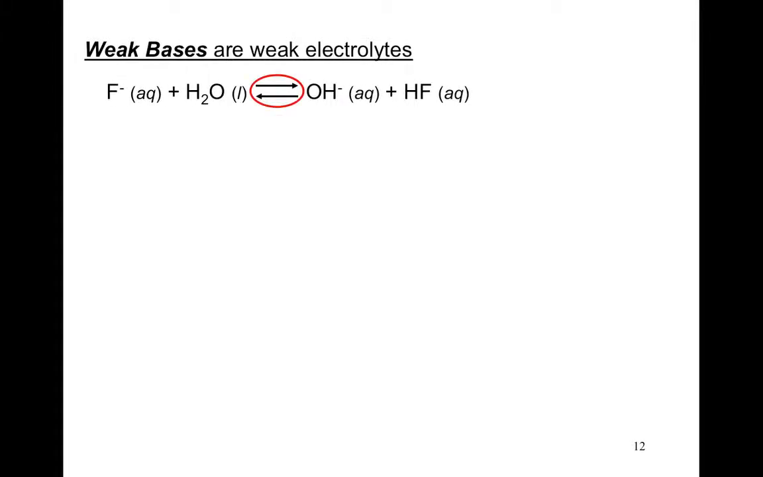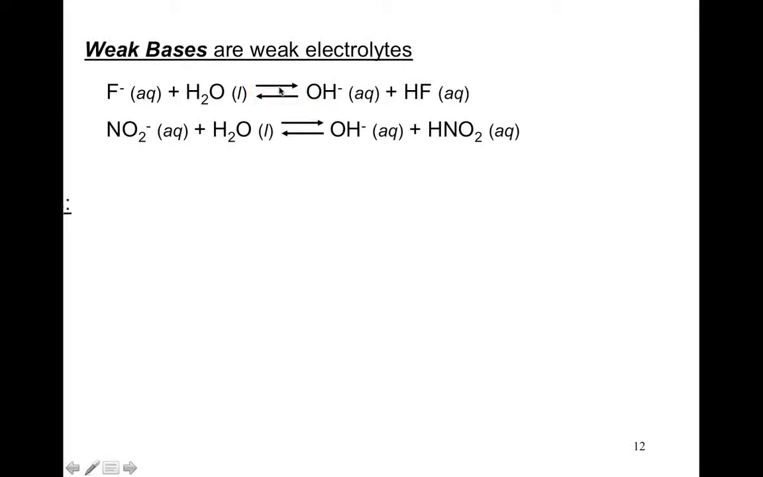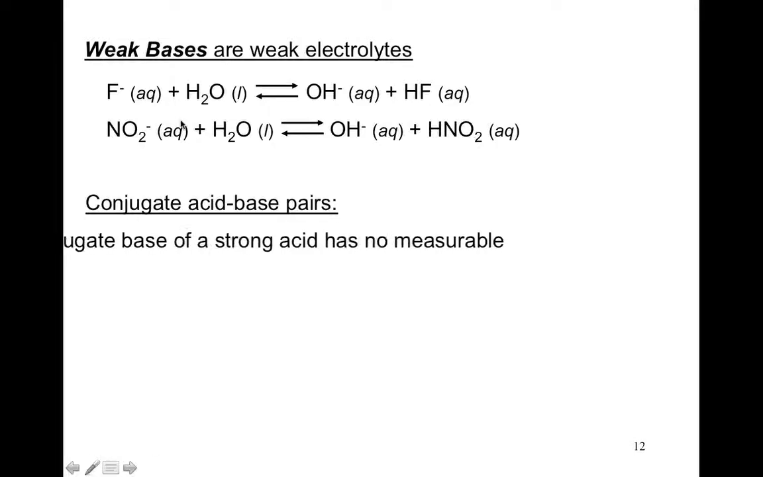Again, here we have fluoride as the weak base, accepting that hydrogen, and it's a weak base. So we have the reversible arrows of the equation we had just earlier. We're taking the equations we used earlier for weak acids and flipping them around to show weak bases. And conjugate acid-base pair is something we've talked a little bit about in class.